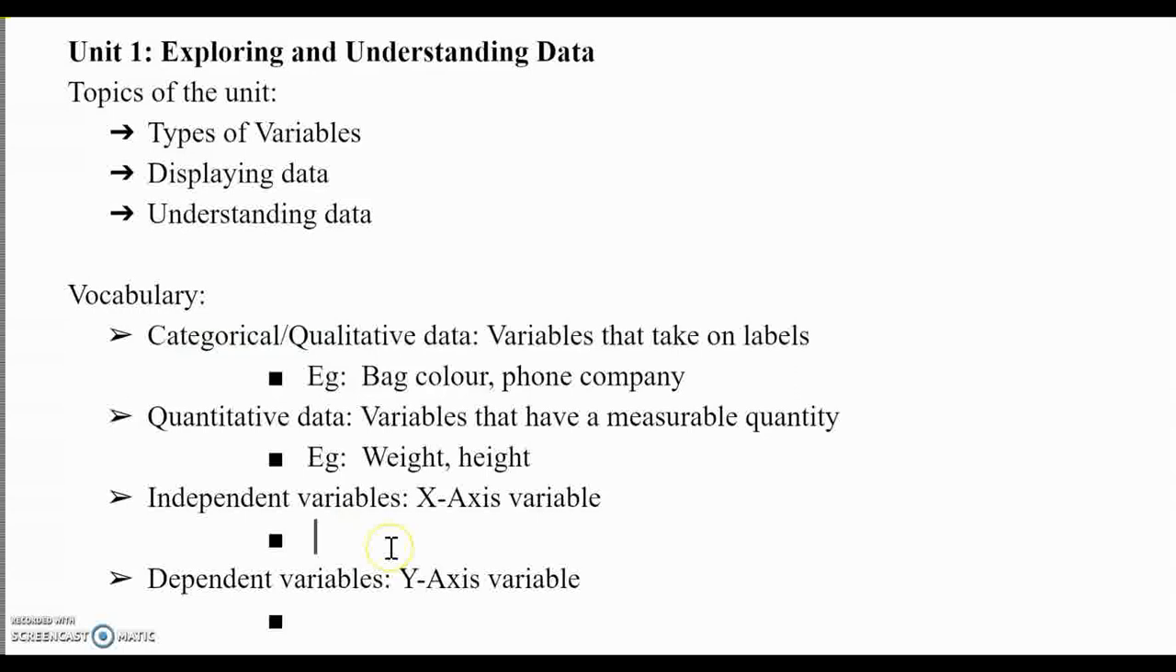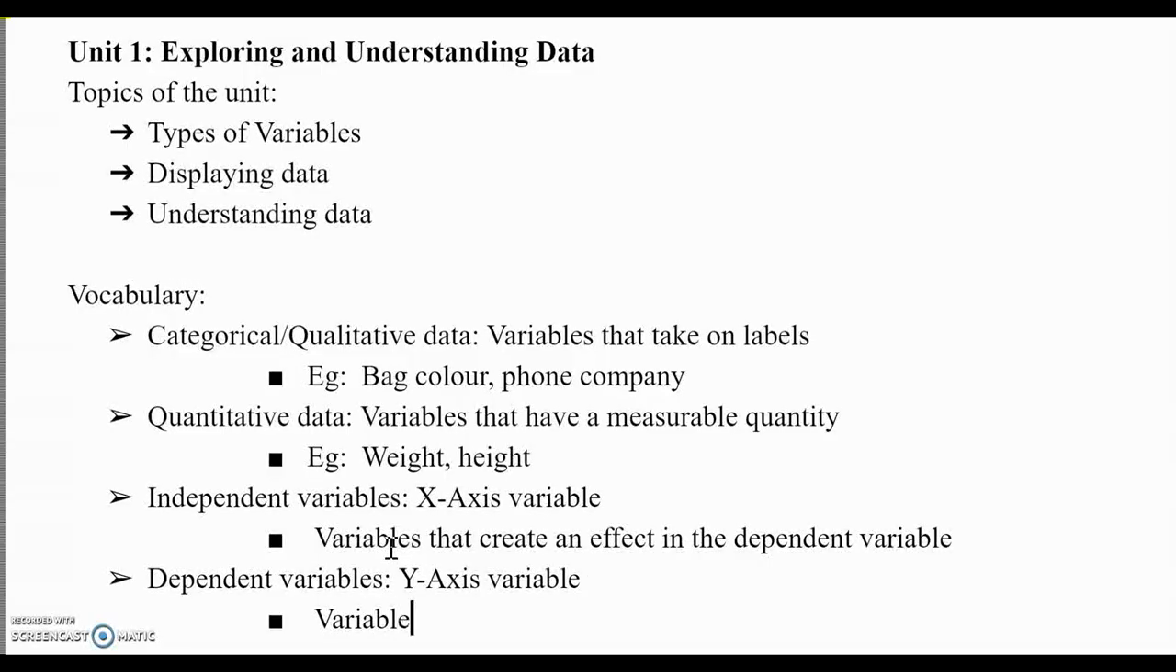Next are going to be variable types. So the key ones that come up are independent variables and dependent variables, which are just your x and y axis variables. Independent variables are variables that create an effect in the dependent variable, which is your y-axis variable. And dependent variables are variables that depend on the independent for an effect.